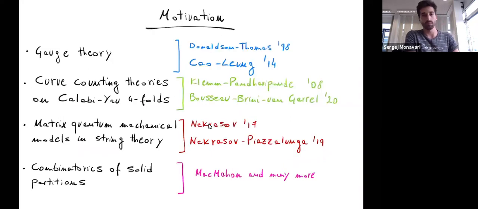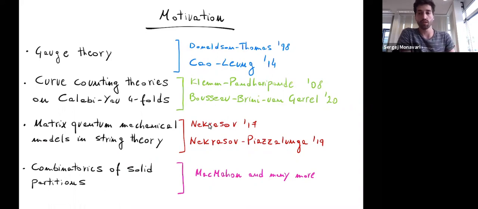Let me really start from some motivation. Why would different people in different areas be interested in studying Donaldson-Thomas theory for Calabi-Yau fourfolds? Already Donaldson and Thomas, from the perspective of mathematical physics, were led by gauge theoretic considerations. They were wondering, can we extend that to four complex dimensions? And that was indeed the path initially taken by Cao and Leung to really define Donaldson-Thomas invariants for Calabi-Yau fourfolds, which, as I was saying, was then expanded by Borisov and Joyce.